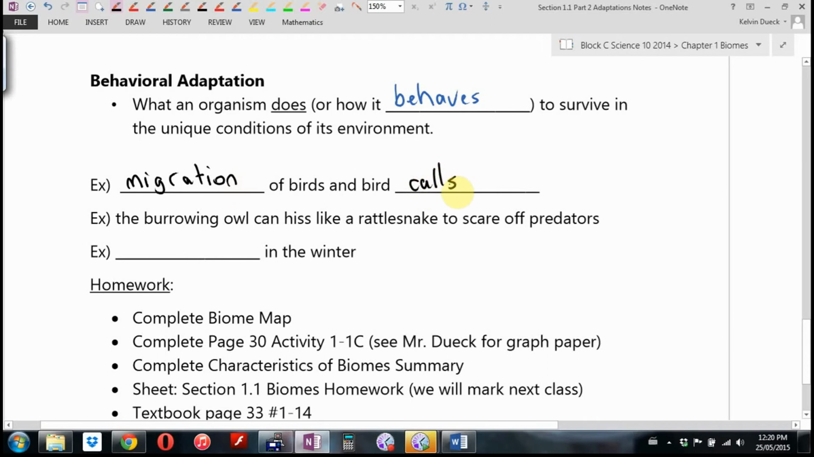Another great example even is something as simple as bird calls. Why do birds sing? So that they can attract a mate, and they all have different songs so that they can identify, oh, that's a species that I'm not going to mate with, that's a species that I will mate with. Okay. The burrowing owl, it turns out, can hiss like a snake to scare off predators. That's a behavioral change, a behavioral adaptation. And your example, hibernation in the winter. Those are all examples of behavioral adaptations.